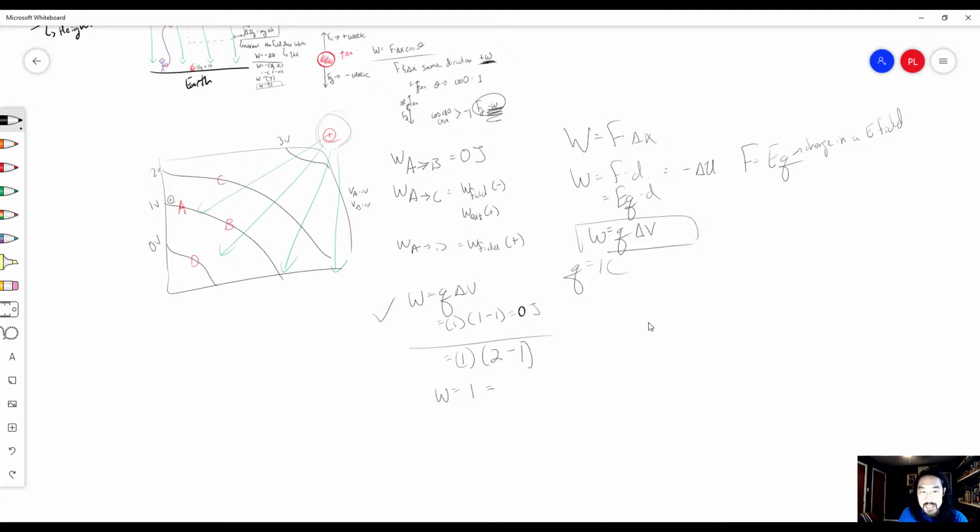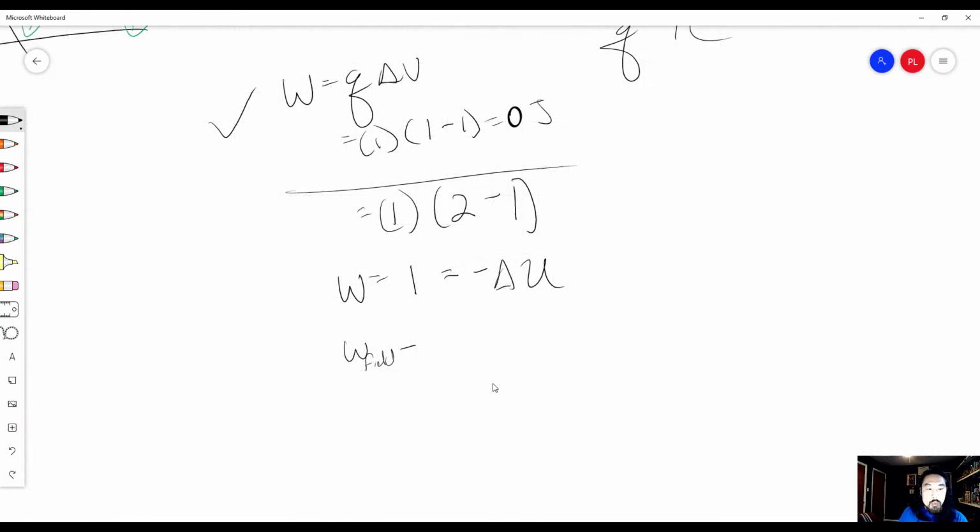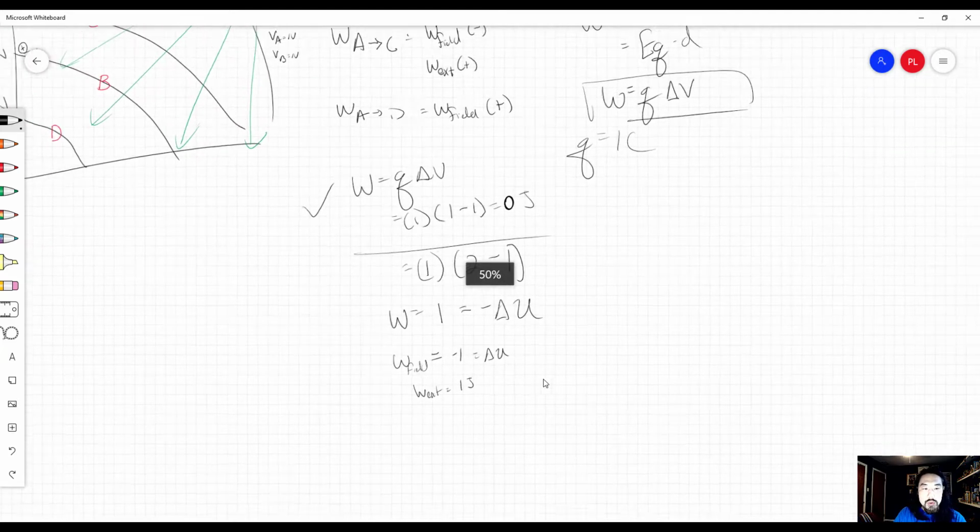Now hold on. We said that the work done by the field was negative and the work external was positive. So if we extend this equation out, negative delta U, we can divide both sides by negative, and we get the work field. I'm going to zoom in there. It's kind of hard to see, isn't it? The work field is equal to negative 1, which is equal to the change in the potential energy. But the work external would be the positive 1 joules to get it from one point to the other.